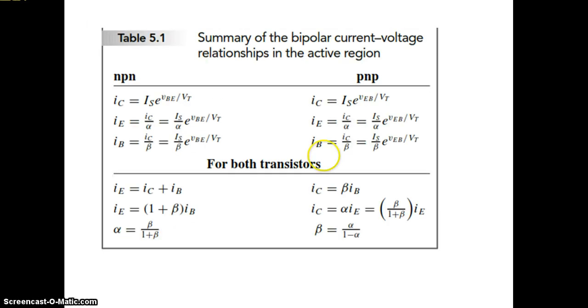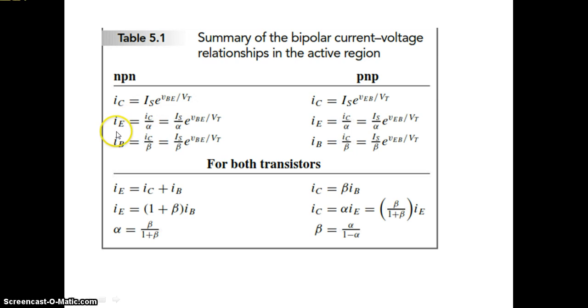This table gives the summary of the bipolar current-voltage relationships in the active region. For NPN and PNP transistors, the collector current IC equals IS into e power VBE by VT, where IS is the saturation current in the order of 10 power minus 12 to 10 power minus 14 amps, VBE is the base emitter voltage, and VT is the thermal voltage, given by 26 millivolt. So this is the relation: IC equals IS e power VBE by VT.